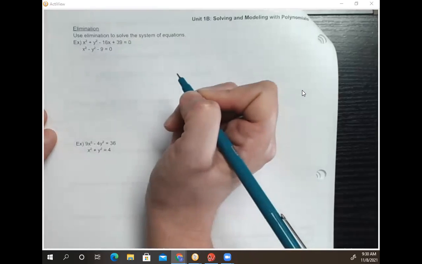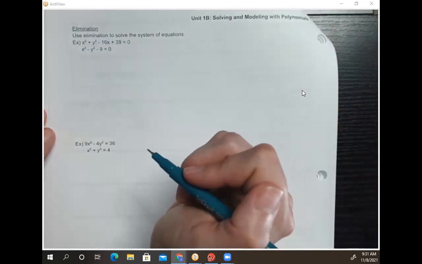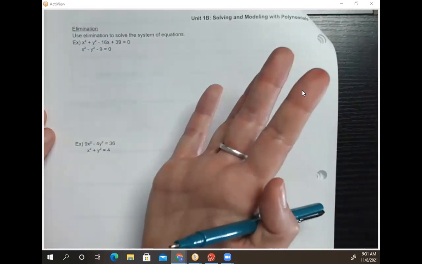Looking at my first example on the top of page 24, these equations are already set up for my y's to eliminate. I've got plus y squared and minus y squared here. And notice that my only y term in either equation is that y squared. So I, right off the bat, can go ahead and add these equations together to eliminate a variable.